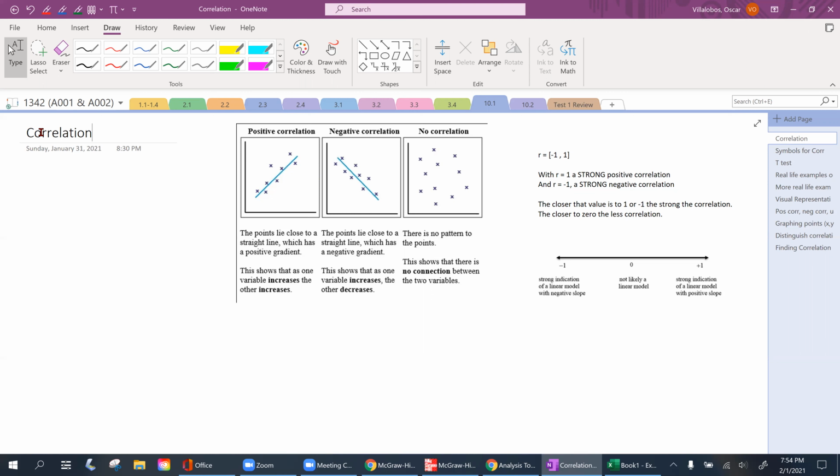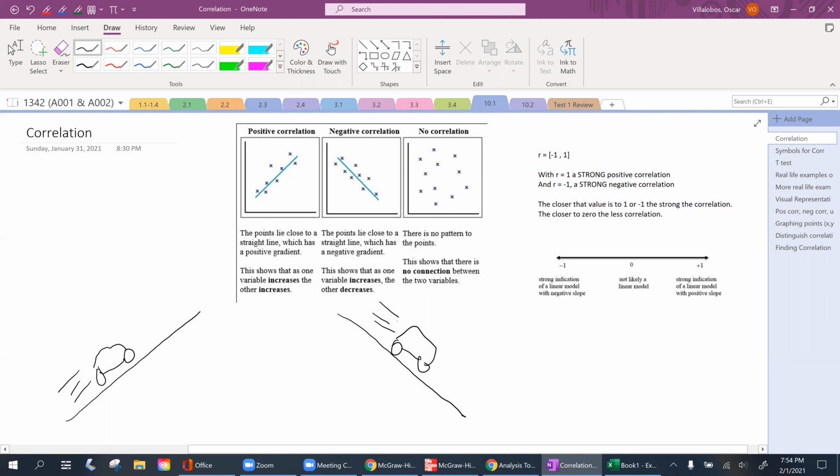It's rising. If you were in a little car driving from left to right, you're going up, so that's positive, that's increasing. And again, if you're driving from left to right and you're going downhill, that's a negative correlation.